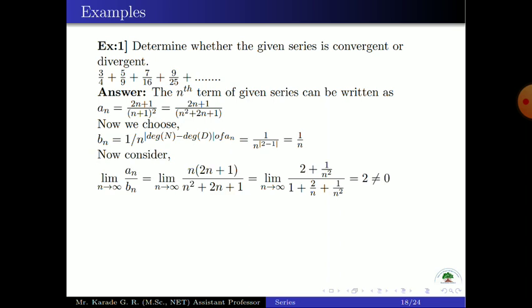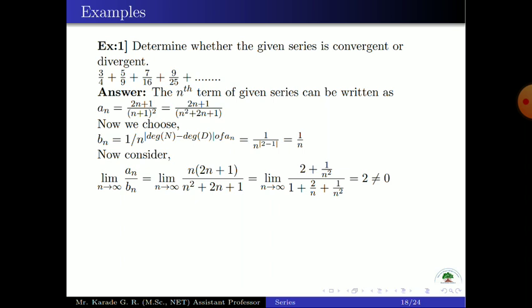Now consider the limit of the ratio an upon bn. It is equal to limit n tends to infinity n into bracket 2n plus 1 divided by n square plus 2n plus 1. Now just simplify this by dividing by n square, and what we get is limit n tends to infinity, numerator 2 plus 1 upon n square divided by 1 plus 2 upon n plus 1 upon n square. If we simplify this, the limit value is 2, and it is not equal to 0.